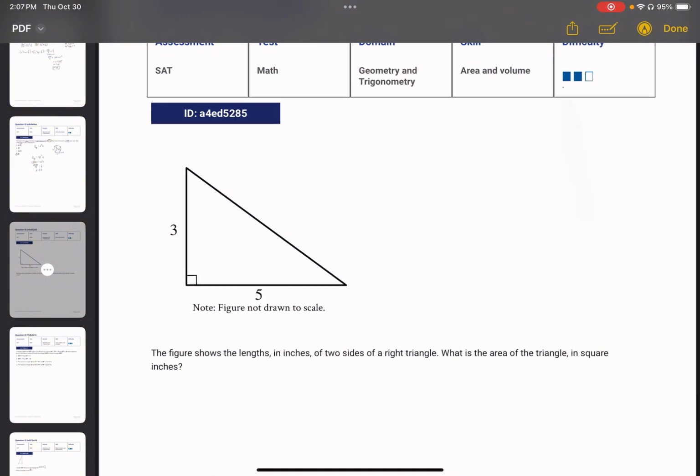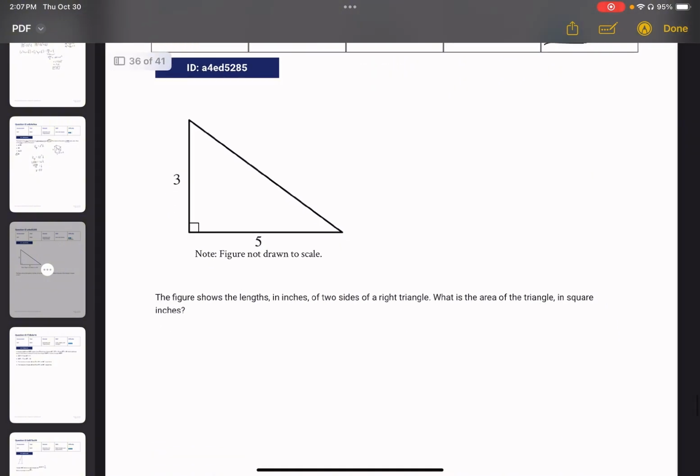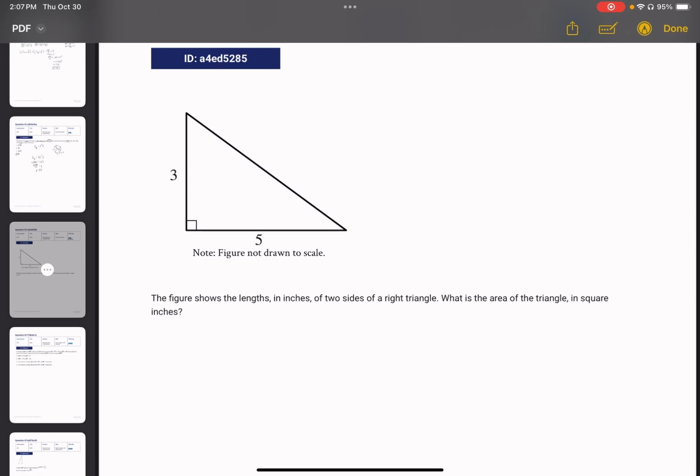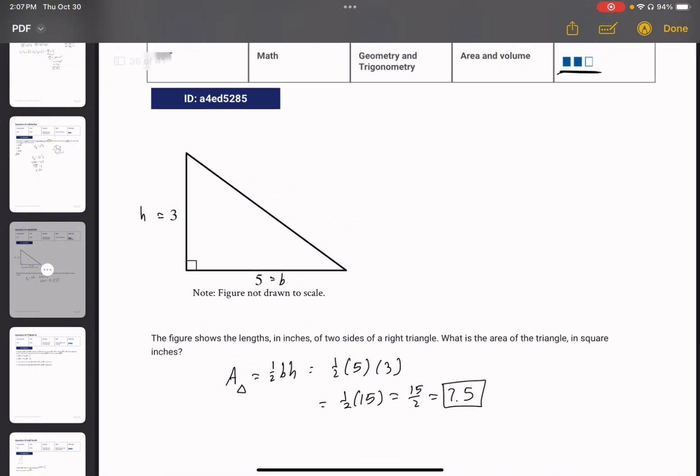Last problem of the day, medium difficulty. The figure shows the length in inches of two sides of a right triangle. What is the area of the triangle in square inches? Okay, what's the area of a triangle? It's 1/2 base times height. Well, our base is equal to 5, our height is equal to 3. So we have 1/2 times 5 times 3, which is equal to 1/2 times 15, which is 15 over 2, or 7.5. So this is a filling question, but ridiculously easy.